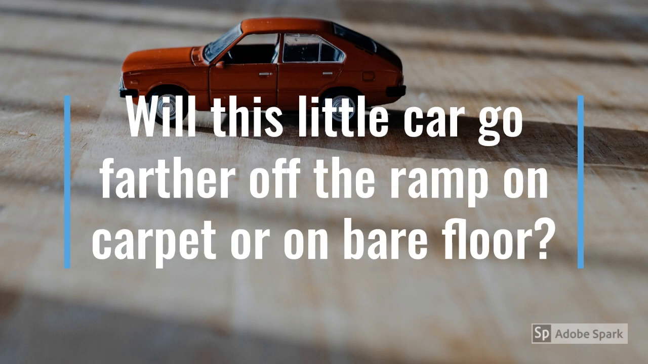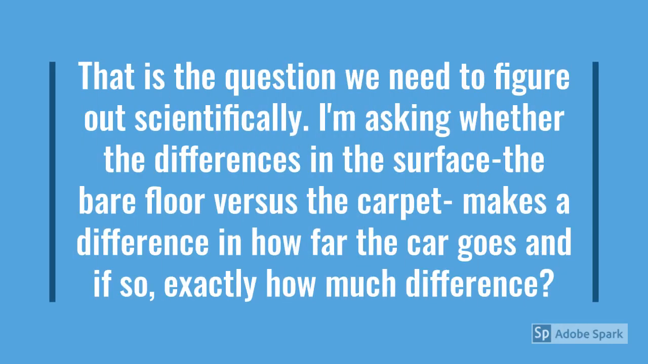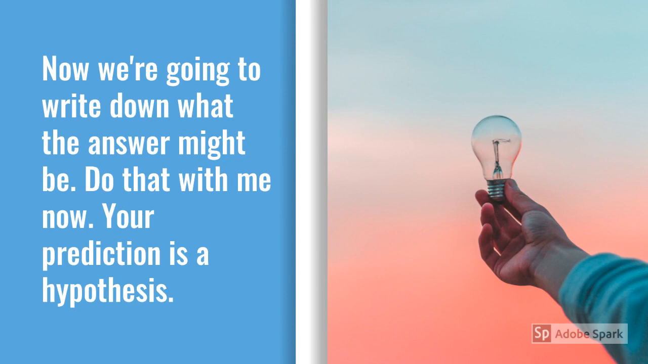So, will this little car go farther off the ramp on carpet or on bare floor? That is the question we need to figure out scientifically. I'm asking whether the differences in the surface, the bare floor versus the carpet, makes a difference in how far the car goes, and if so, exactly how much difference. When you write a hypothesis, you are writing the answer you expect to see based on all that you know. You may want to begin writing your hypothesis like this: I think, or my hypothesis is.